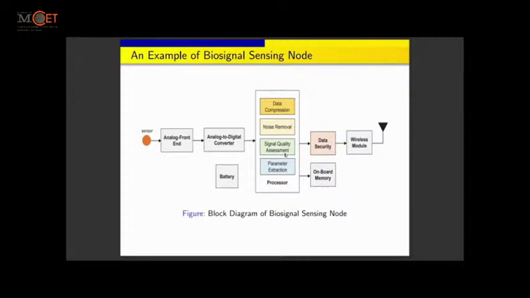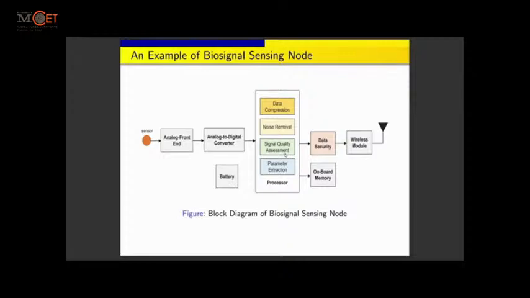Now I may focus on the design of the analog front end, or the design of the ADC, or I will work in the field of data compression, or noise removal, signal quality and parameter extraction, or I will design a new type of low power processor, or I will work on data security, which is nothing but data encryption, or I will work with the low power high data rate wireless radio. So with this block diagram you can understand different research components.